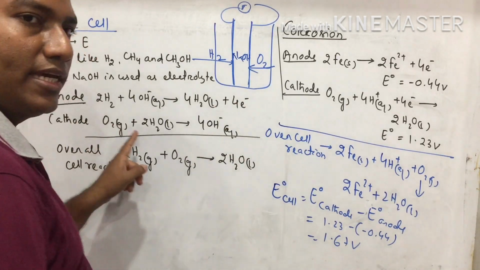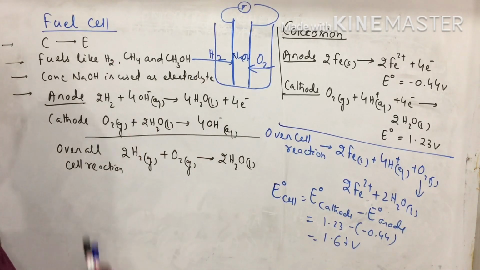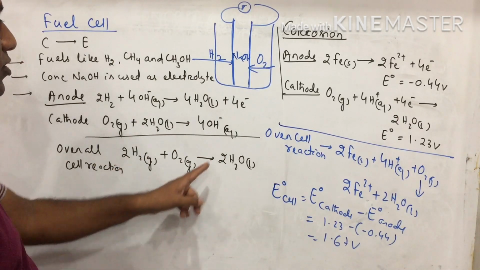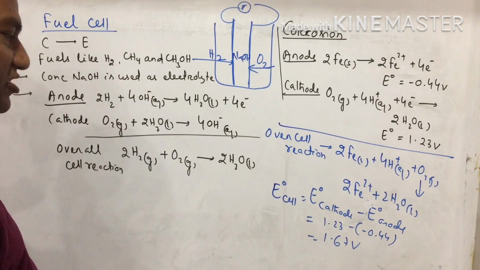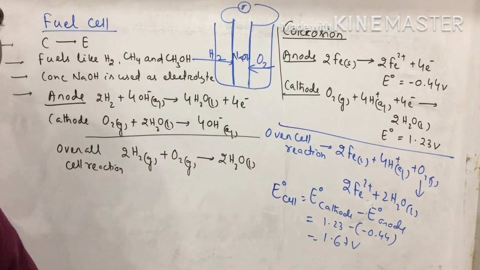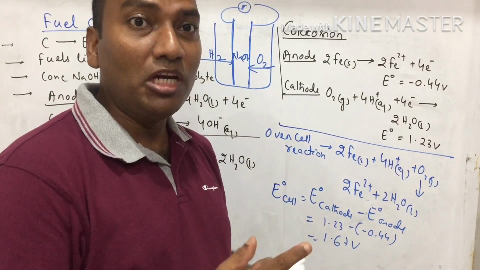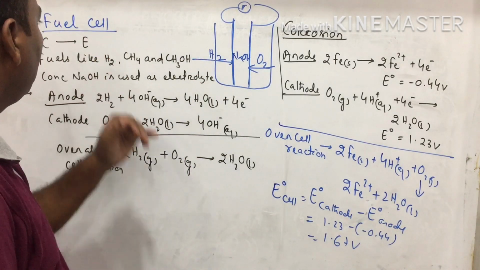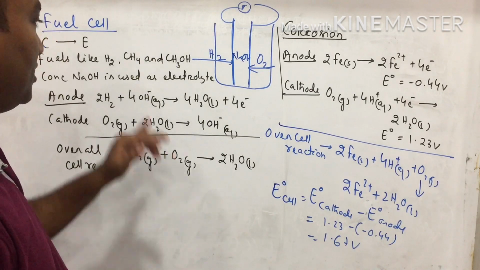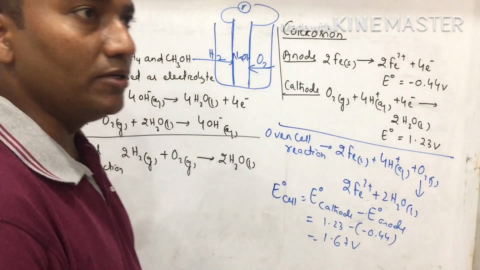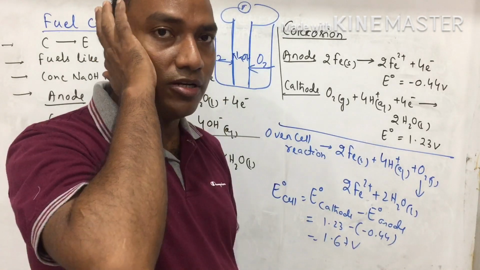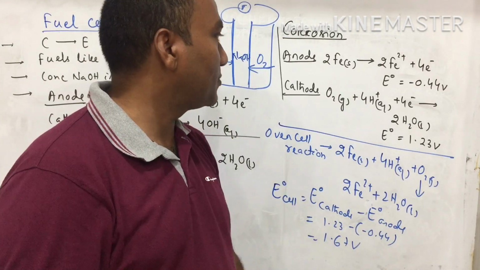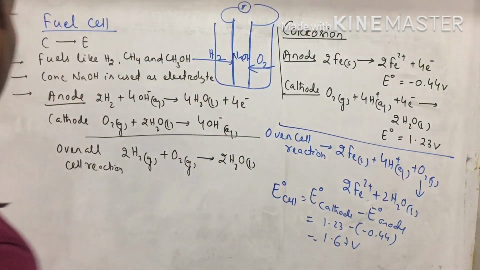At the cathode, oxygen gas plus water gives rise to 4OH minus, and the overall cell reaction is 2H2 + O2 gives rise to 2H2O liquid. You see, very interesting. Hydrogen and oxygen give water and produce a large amount of electricity, and it is a cleaner fuel. This cell does not pollute air, so it is the best fuel. And where are these cells mainly used? They are very expensive and are used in the Apollo space program for spacecraft. Clear?